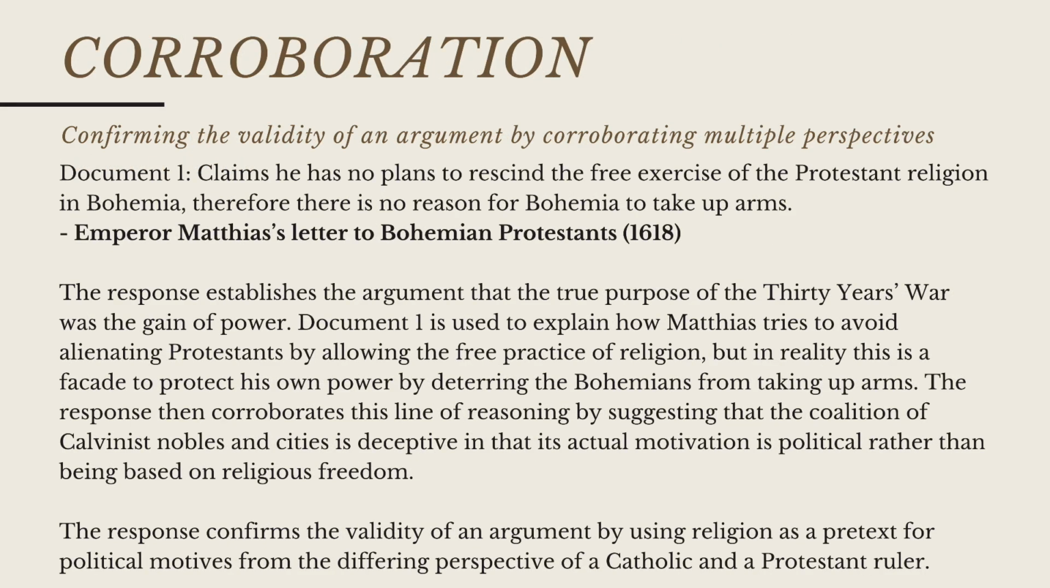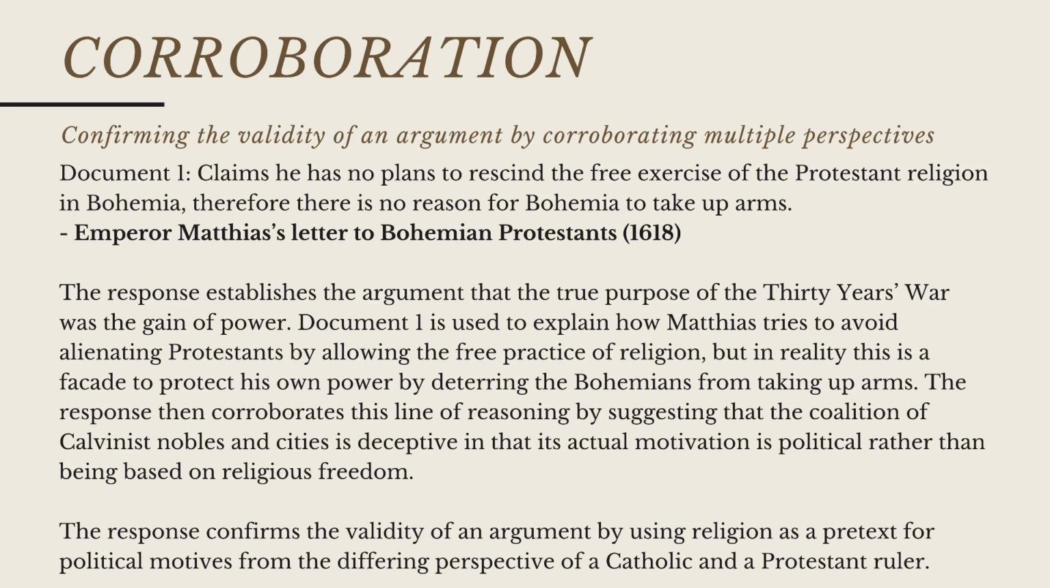Next up is corroboration, which is confirming the validity of an argument by corroborating multiple perspectives. The document being used is Emperor Matthias' letter to the Bohemian Protestants in 1618, which claims he has no plans to rescind the free exercise of the Protestant religion in Bohemia, therefore there is no reason for Bohemia to take up arms. The response establishes the argument that the true purpose of the 30 Years' War was the gain of power. Document 1 is used to explain how Matthias tries to avoid alienating Protestants by allowing the free practice of religion. But in reality, this is a facade to protect his own power by deterring the Bohemians from taking up arms.